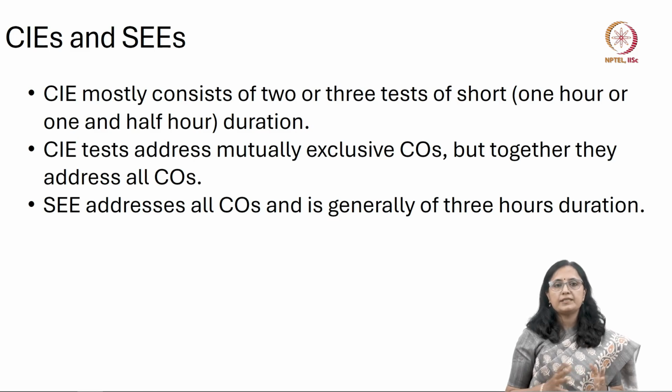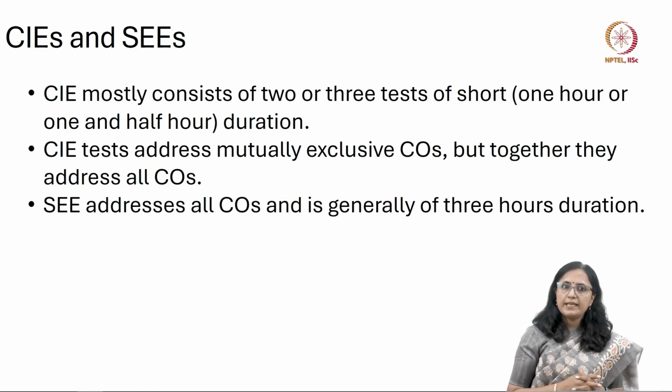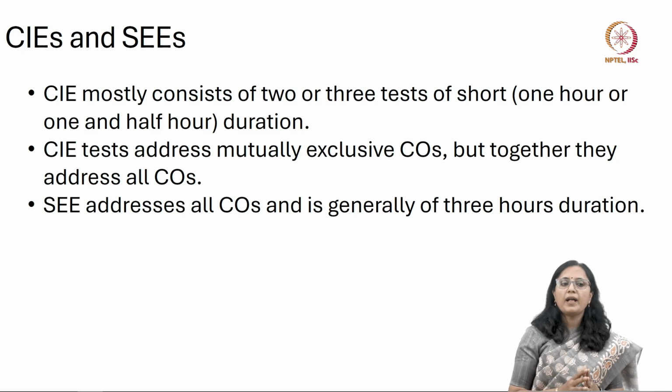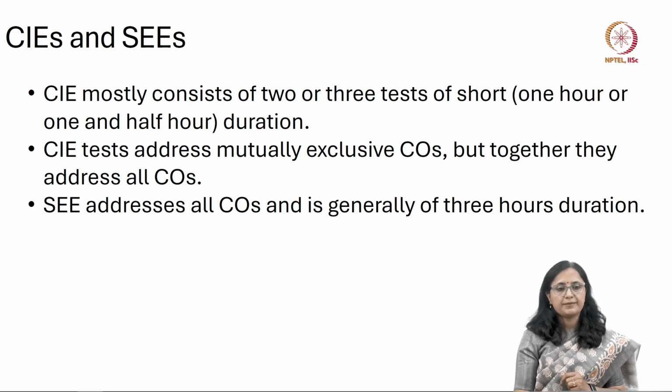So essentially, if there are say 3 tests, then what we will do is we will try to select a set of course outcomes and assess them in test 1, another set of course outcomes in test 2 and another set of course outcomes in test 3. So basically they are mutually exclusive. However, as far as SEE are concerned, they address all the course outcomes and is generally of 3 hours duration. So with this understanding, let us see how do we develop the assessment plan for CIEs and SEEs.